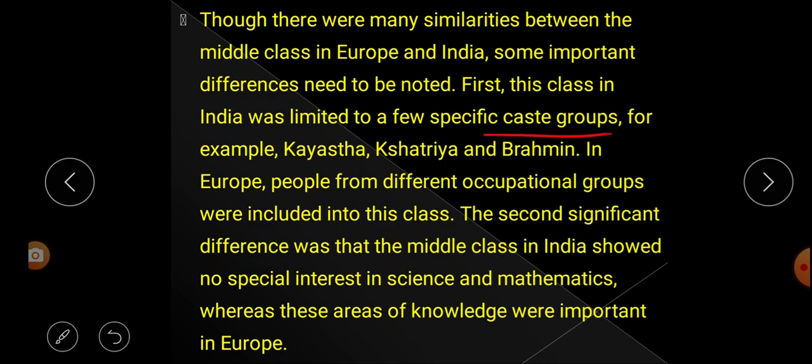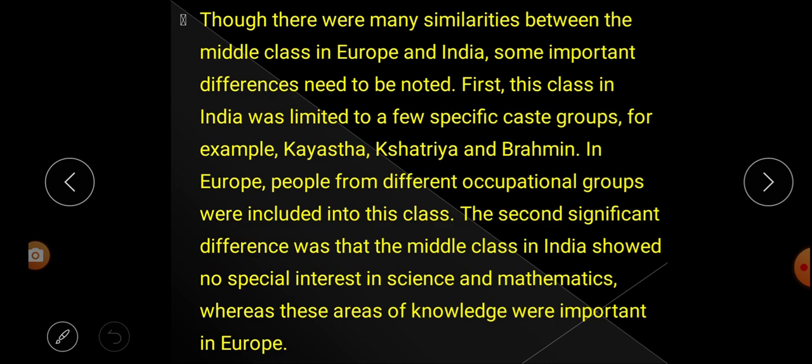In Europe, people from different occupational groups were included in this class. When you talk about Europe, people of different occupations or jobs were included in this middle class. The second significant difference was that the middle class in India showed no special interest in science and mathematics. If you want to see the second significant difference, the middle class of India did not have any interest in science and mathematics, but the people of Europe were having what? A sound knowledge about that. Understood?